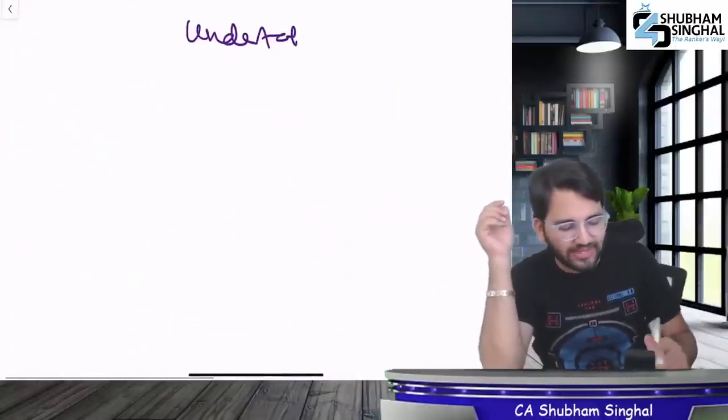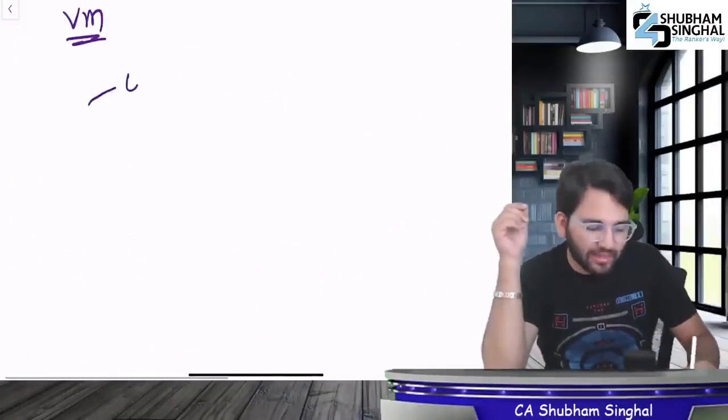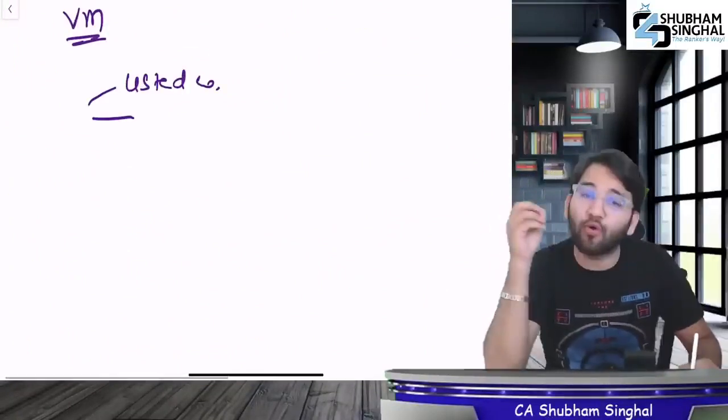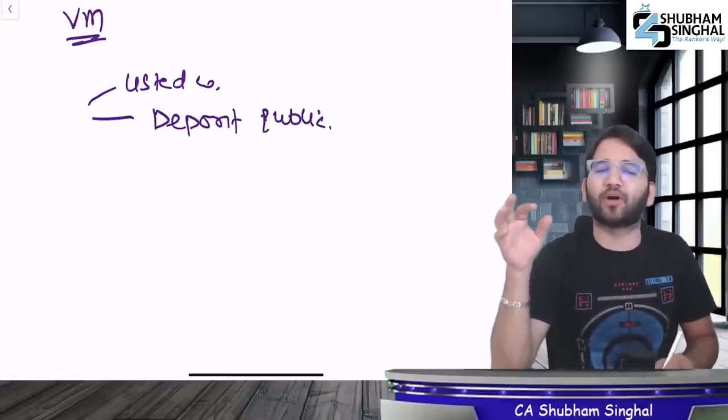Next is a very important concept. Look here, what is the vigil mechanism and which companies is it applicable to? You have to apply it to listed companies. Besides that, it's applied to every company that has taken deposits from the public. From whom did they take deposits? The public.